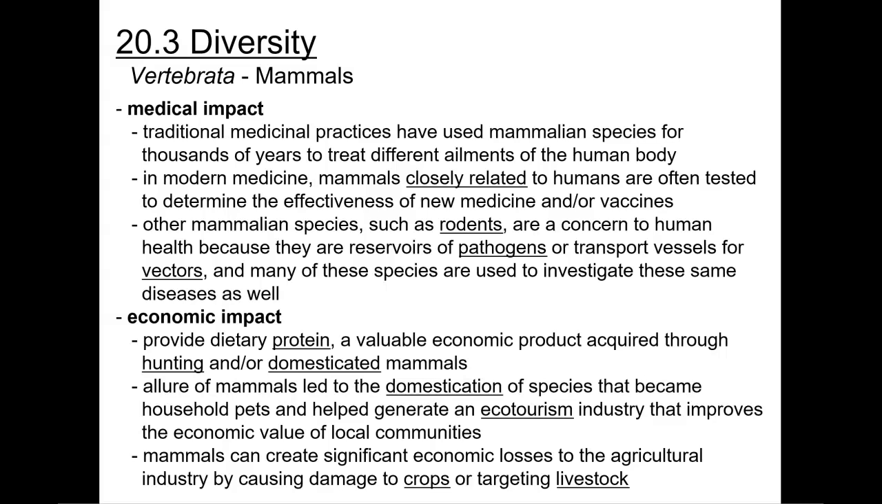Economic impact. They provide dietary protein and valuable economic products acquired through hunting and/or domesticated mammals. The allure of mammals is going to lead to the domestication of species that become household pets and help generate the ecotourism industry that improves the economic value of local communities. So this would be done in things such as zoos. Mammals can create significant economic losses to the agricultural industry by causing damage to crops or by targeting livestock.